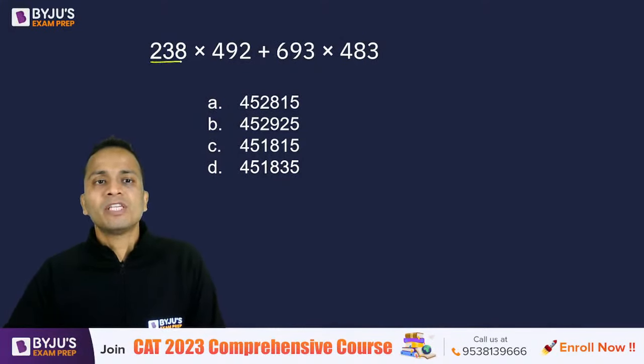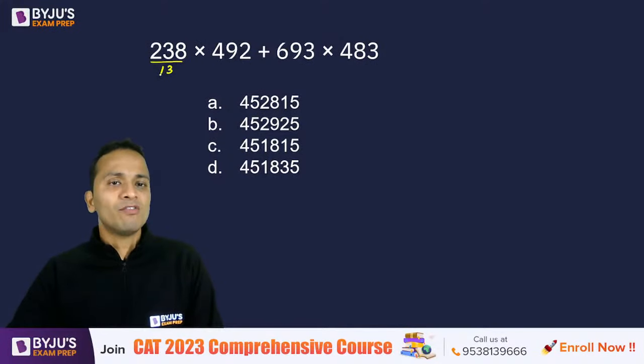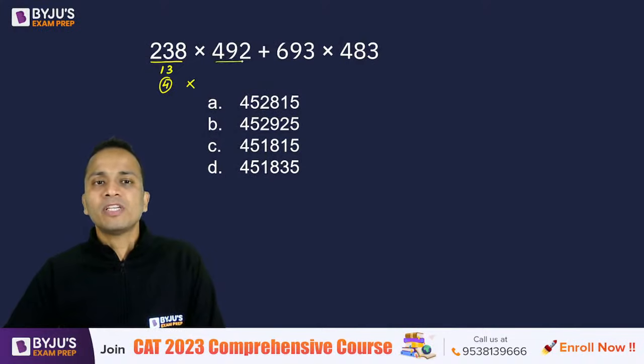So digital sum of this number, 2 plus 3 is 5. 5 plus 8 is 13. Now 13 is the digital sum. Now further I'll add 1 and 3 and I'll obtain 4. Alright, 4 is the digital sum here. Multiplied by, then the digital sum of this next number.